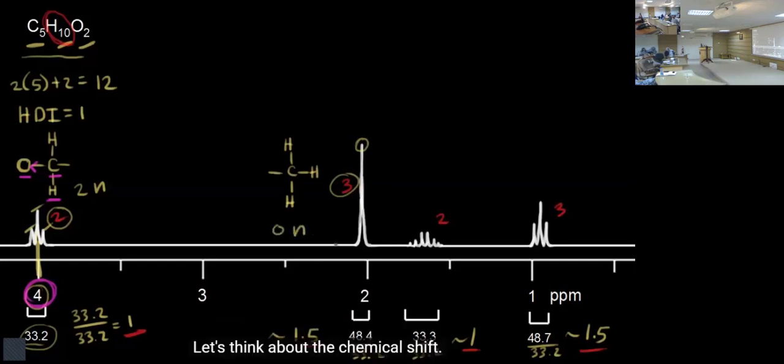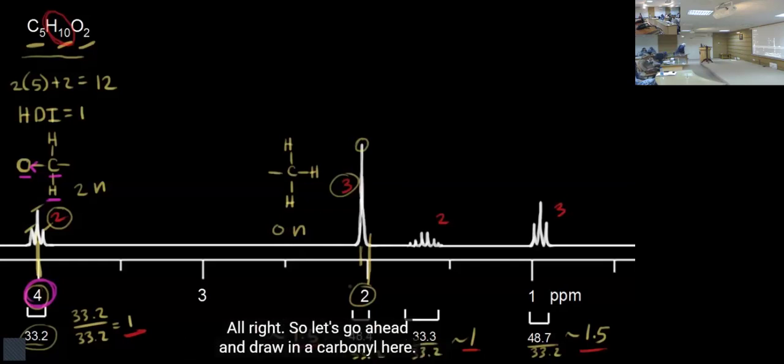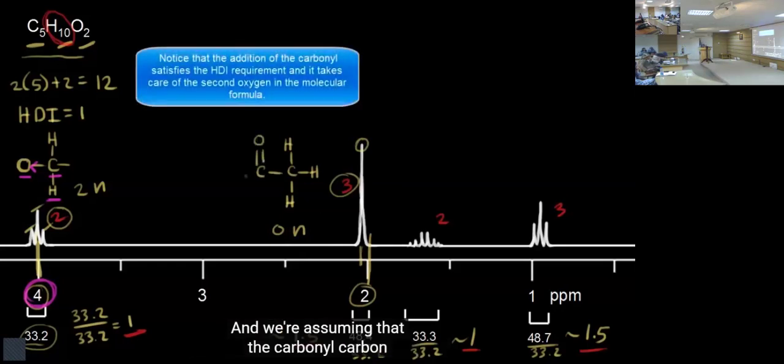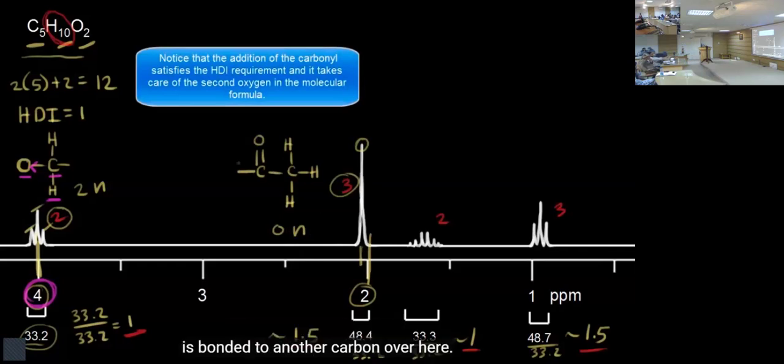Let's think about the chemical shift. The chemical shift is just past 2 parts per million, and that's in the region for a proton that's next to a carbonyl. So let's go ahead and draw in a carbonyl here, and we're assuming that the carbonyl carbon is bonded to another carbon over here. That makes sense in terms of numbers of neighbors.